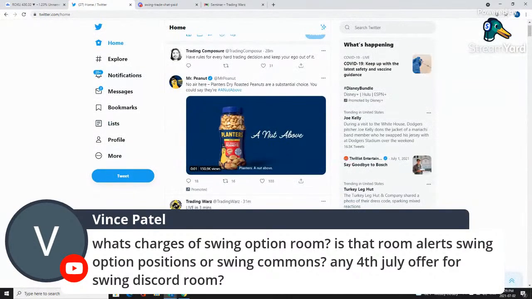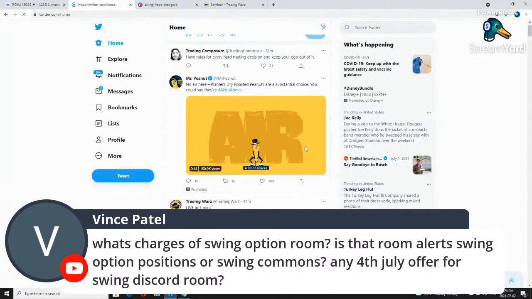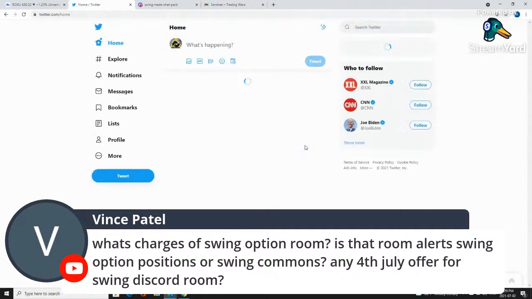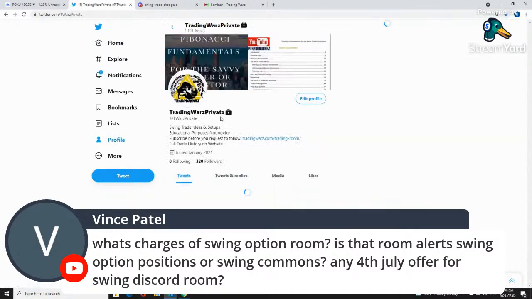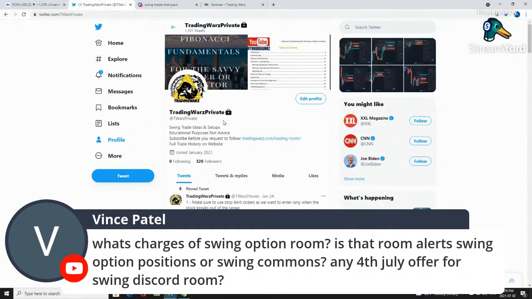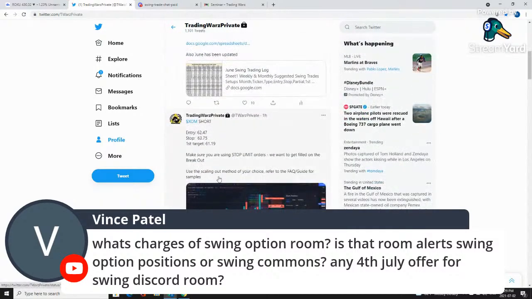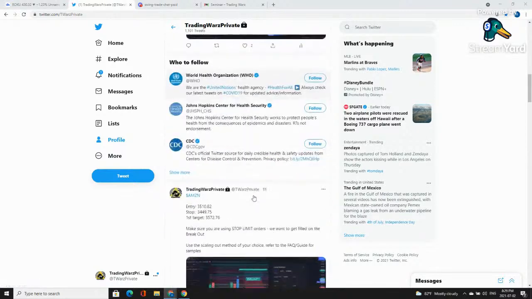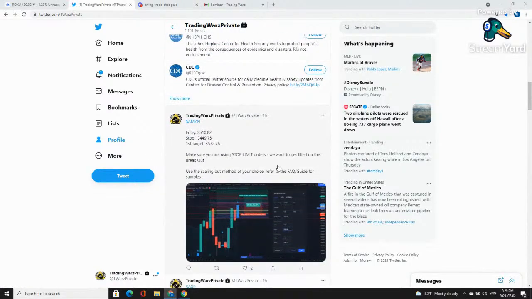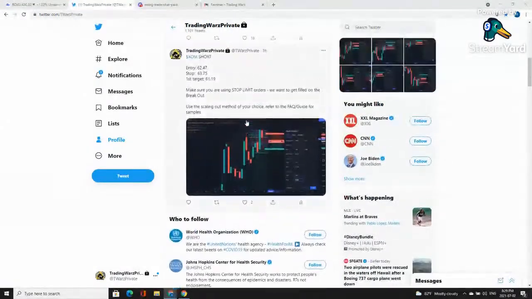So let's go to the private Twitter. Here's the private Twitter. I'm going to give you guys a sneak peek. I probably shouldn't be showing you this, but it doesn't matter. Here's an example of one of the trades that I posted for next week. I have a few of them that I post, so I'm just going to show you two for free. That's Amazon there, and then XOM short.